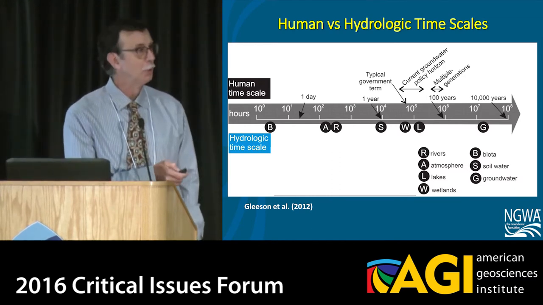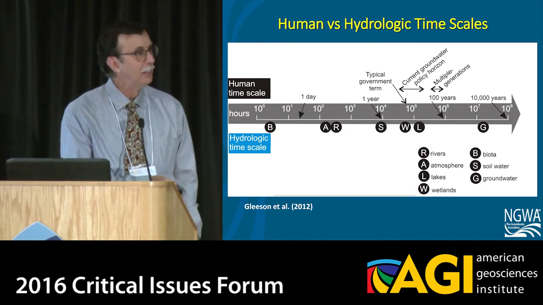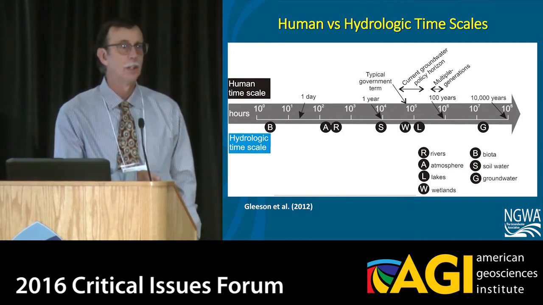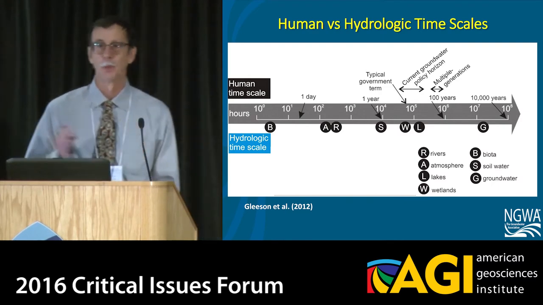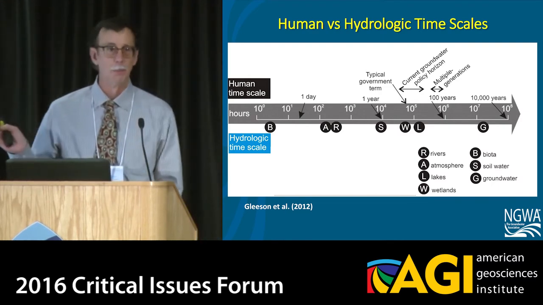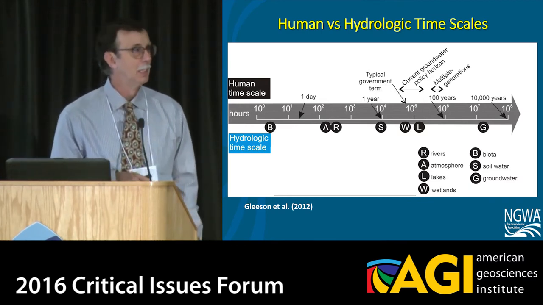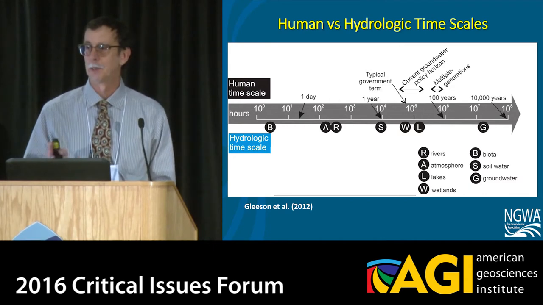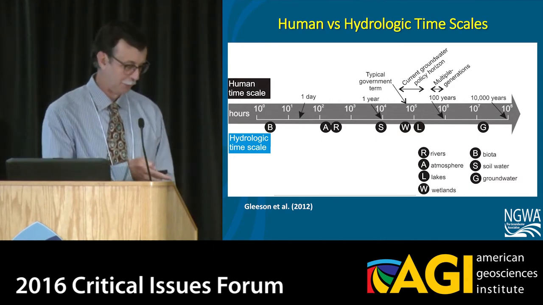So compare that to different, these are just the average residence times in different systems. So groundwater is estimated around 1,000 years worldwide. It's really very highly variable from days to more than a million years, depending on where you are. But the range is well above, typically above how we think about things as humans.